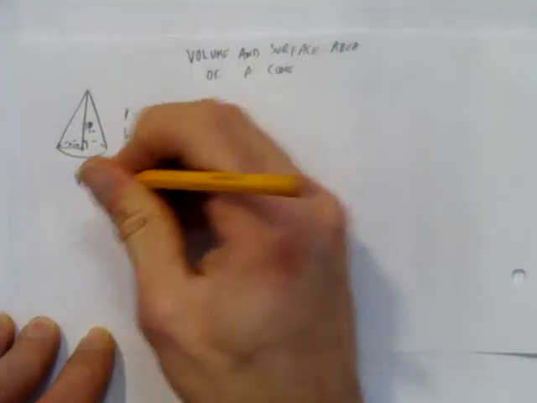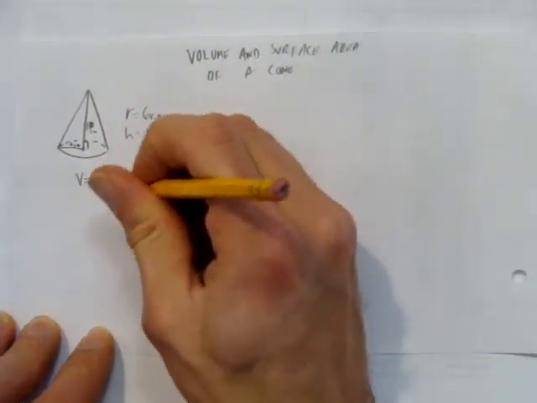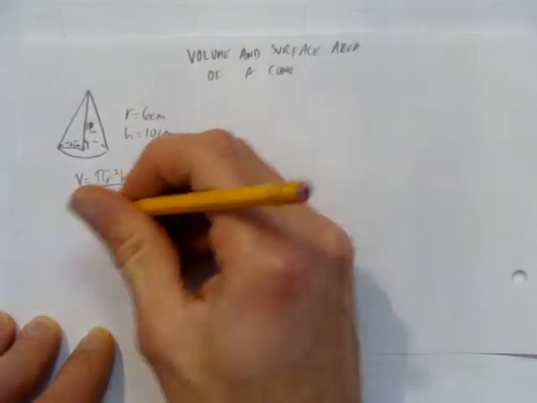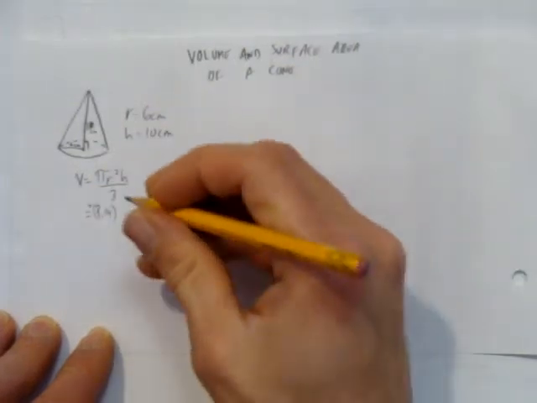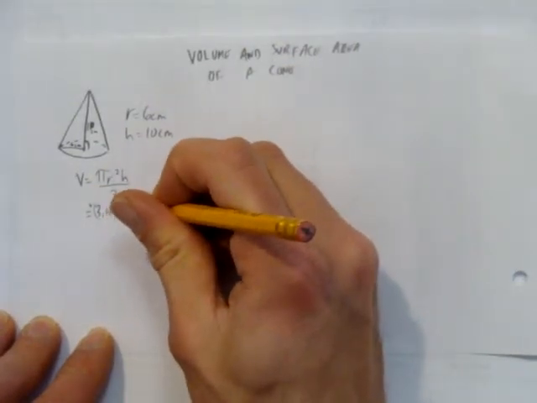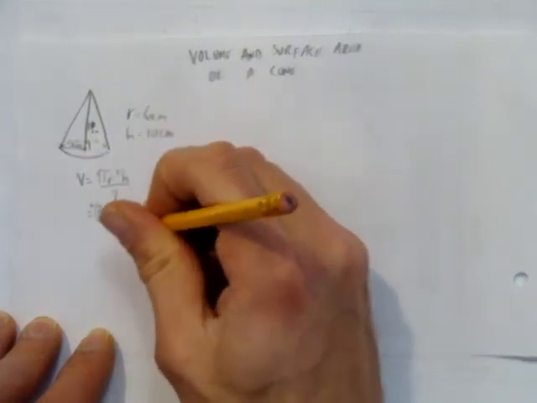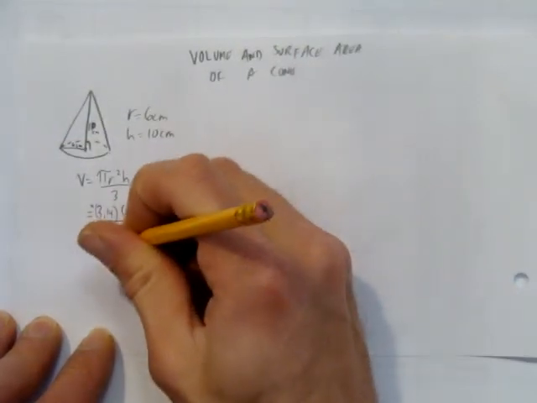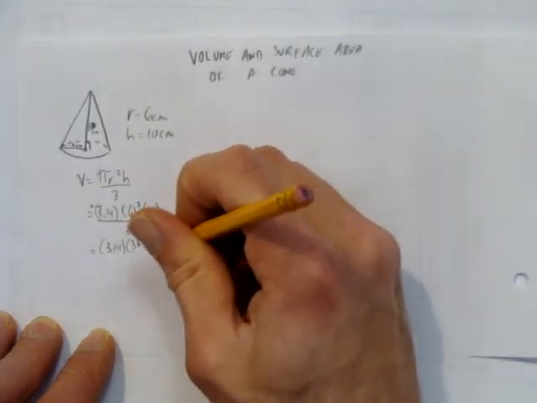Looking at your formula sheet, the volume for a cone is pi r squared h divided by 3. So we'll round pi to 3.14 and then use the radius, which is just 6 squared, and then the height, which is 10, all divided by 3. So we get 3.14 times 6 squared, 6 times 6, just 36.